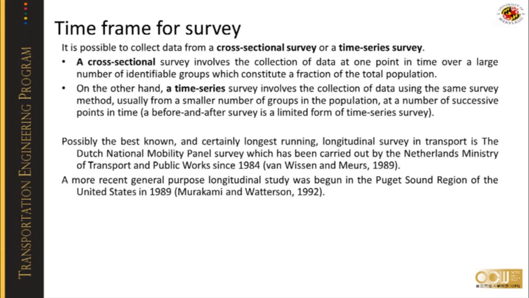Cross-sectional means that you collect data at one point in time over a large number of groups that are a fraction of the total population. The National Household Travel Survey is a typical cross-sectional survey. What happens in the National Household Travel Survey is that you collect data, a one day travel survey, just one day, from a large sample of the population, and you do this at one point in time.